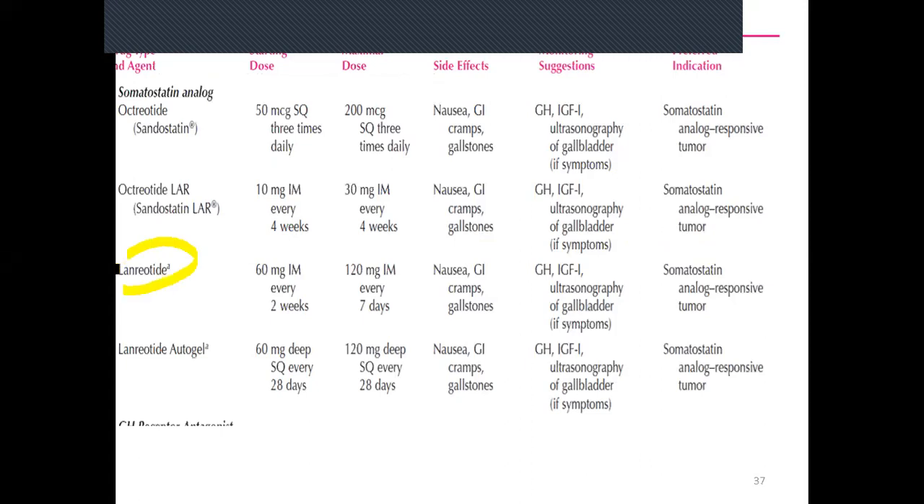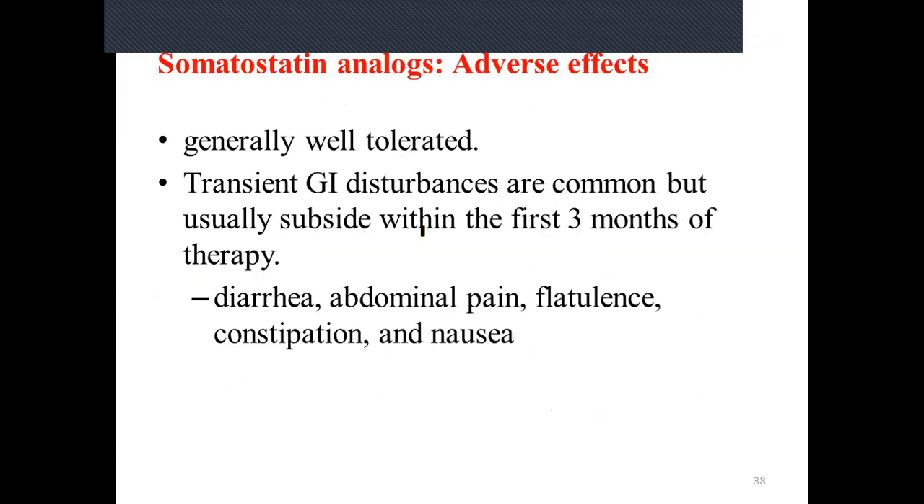Those are the newer agents that can be considered. The short-acting somatostatin, the first generation one, is supposed to be given on a daily basis 3 times, but the other ones can be given every 2 weeks or every 4 weeks, depending on the formulation. So this is how octreotide can be administered when a patient is having this problem.